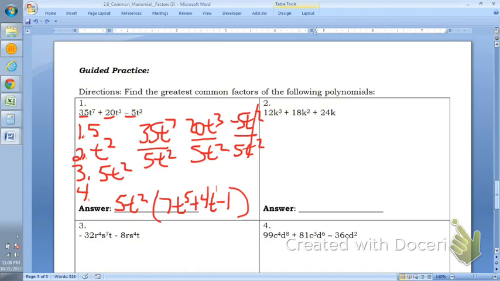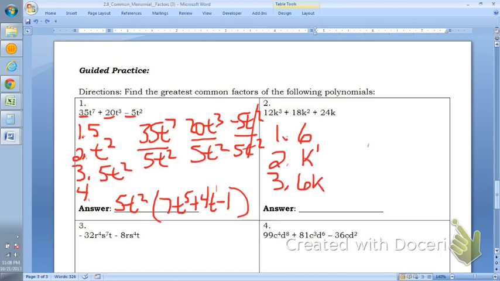Okay, so you're ready to check number 2. First step, find the greatest common factor of the coefficients. 12, 18, and 24 can all be divided by, well, the biggest number that goes into all 3 is 6. If you put 12, think about it, 12 can't go into 18. Then look at your greatest common variables. All 3 terms contain a k. The smallest exponent is 1. So that means our greatest common factor is 6k.